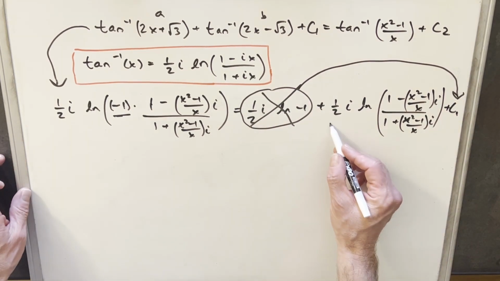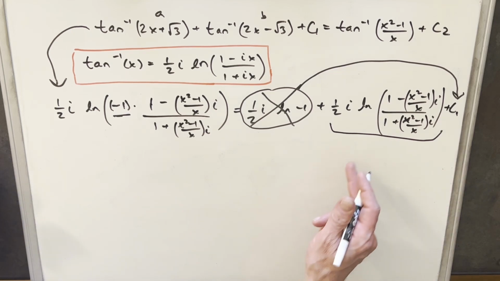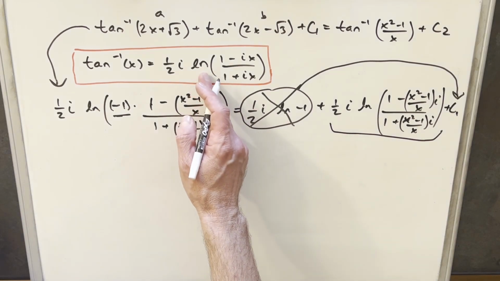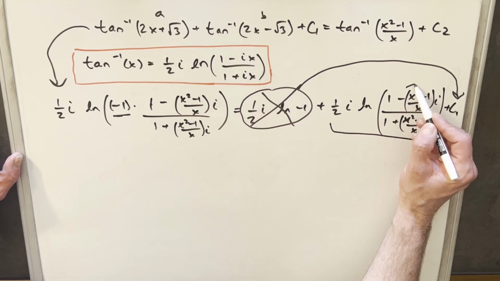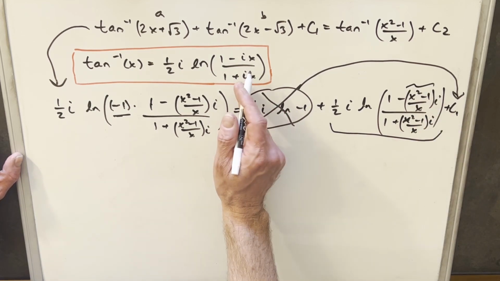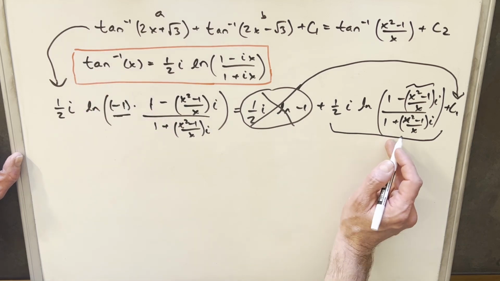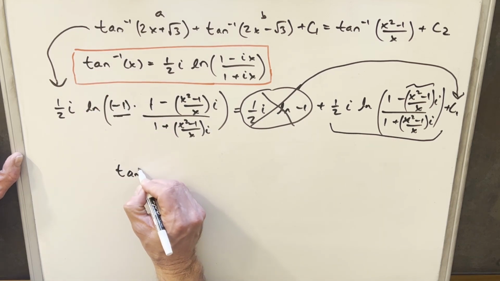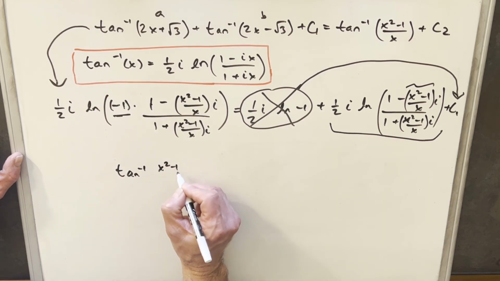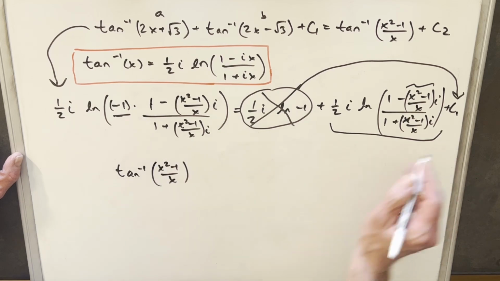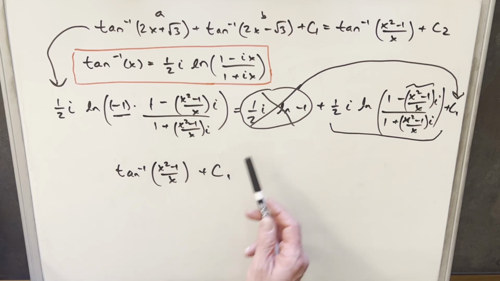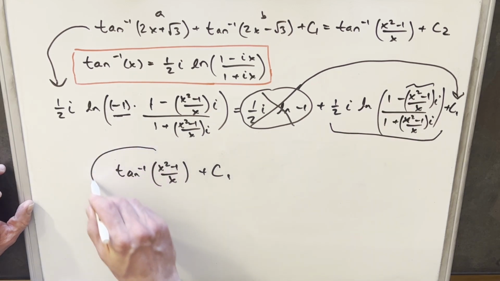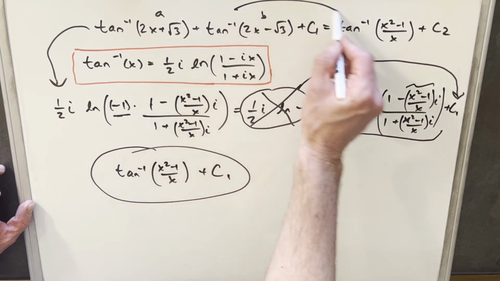So now we're just dealing with this thing over here, and you look at it, notice that it's wholly in this format. It's just a different input. So instead of x, we have this whole business. If we just pattern match and go backwards, this is going to be tan inverse of x squared minus 1 over x, and we get our c1 or whatever. And so we've shown that this is the same as this, or it only differs by a constant. And so we've shown it in this direction here.